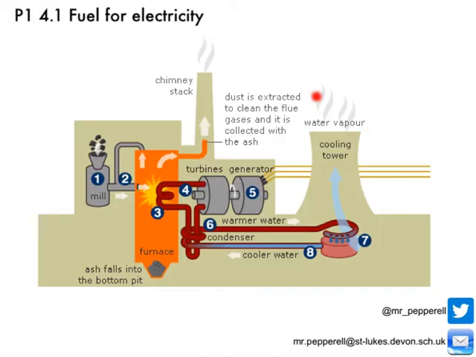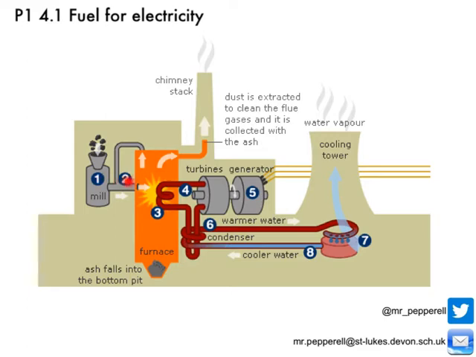Well, let's work our way through this diagram and find out, and it might be useful for you just to note down the numbers and what is happening at each stage. At the first stage here, our fuel, in this case coal, is introduced to number 1, which is the mill, and that grinds up our coal into a fine powder.